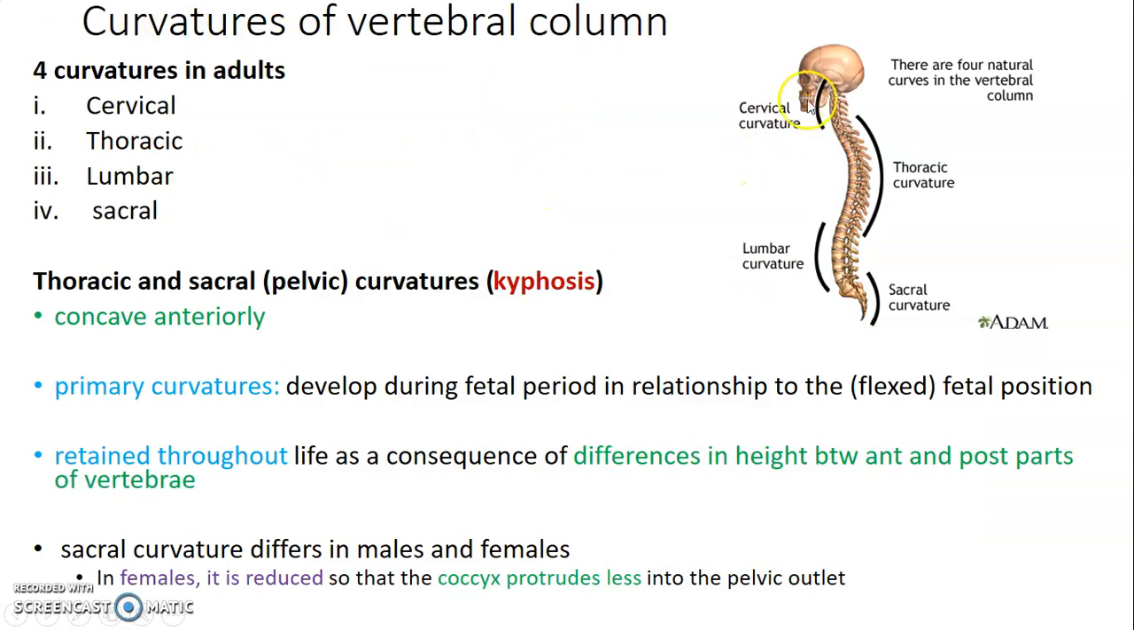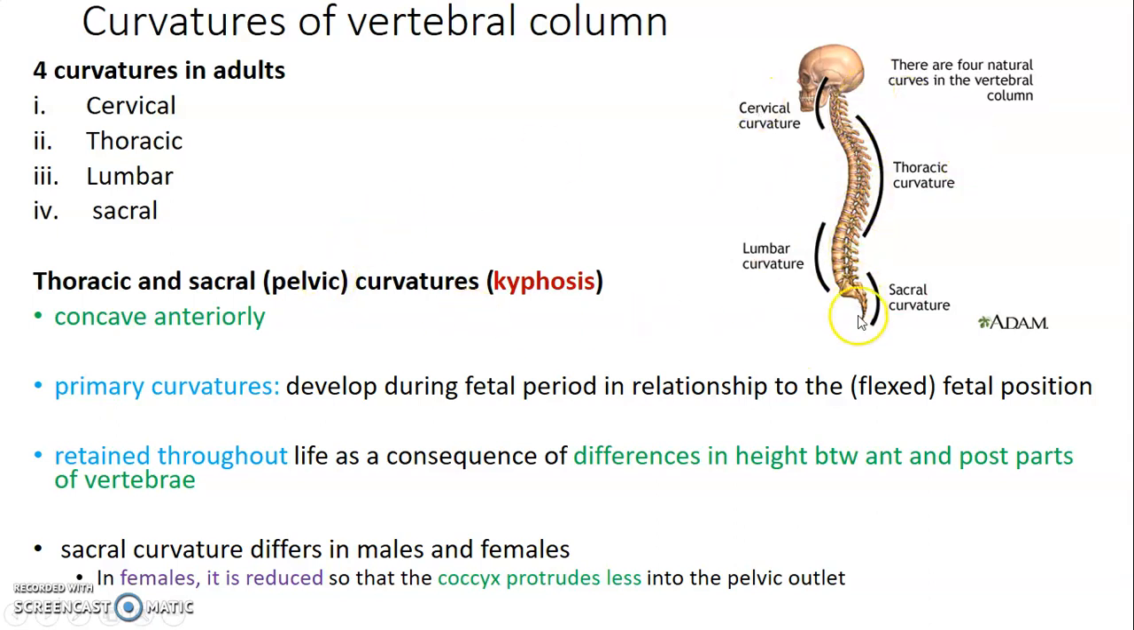We have 4 curvatures: cervical, thoracic, lumbar, and sacral. So the thoracic and sacral, they have something in common. They are concave anteriorly, and they are the primary curvatures. What do we mean by primary curvatures? They develop in the fetal region based on the flexed position of the fetus.